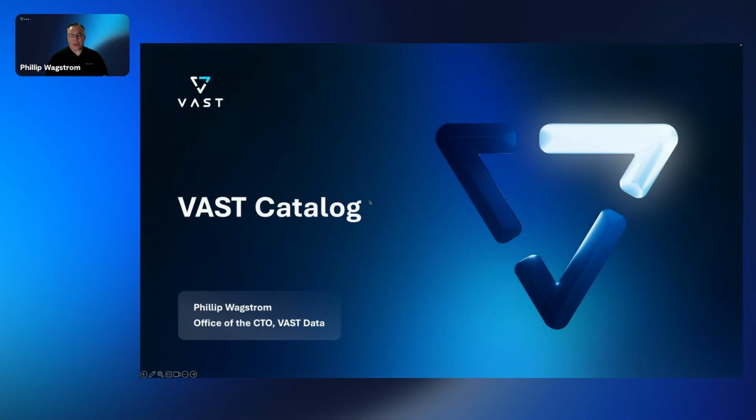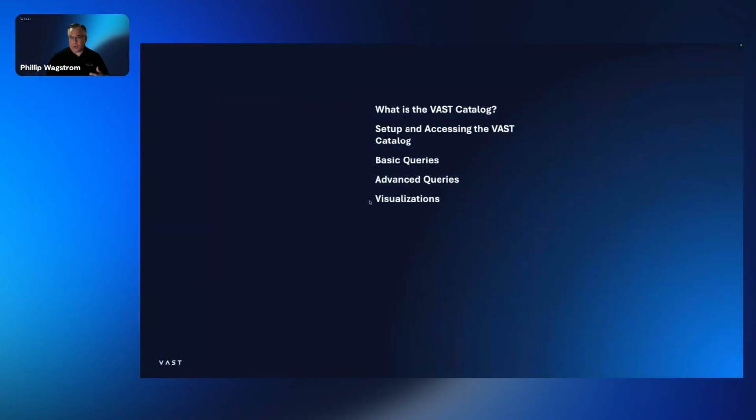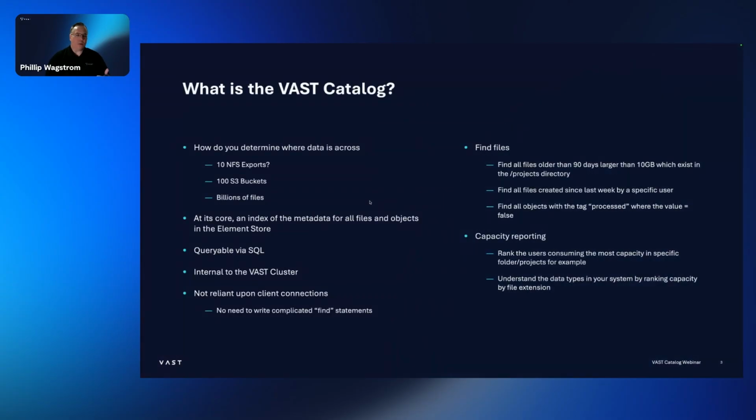The VAST catalog is something that is built into the VAST database, or sorry, built into the VAST cluster for this. The problem that you have, especially when we start talking about large data sets or large arrays or a lot of information, is: how do you determine where your data is? Who's using the space in your system? How is it indexed? Where are the files located? What types of files do you have out there?